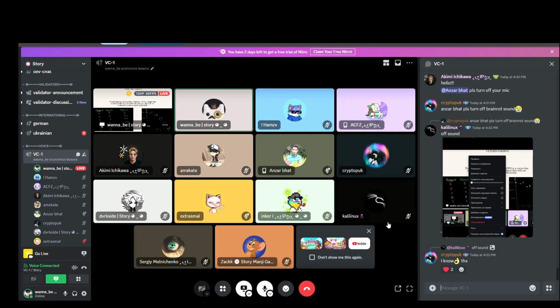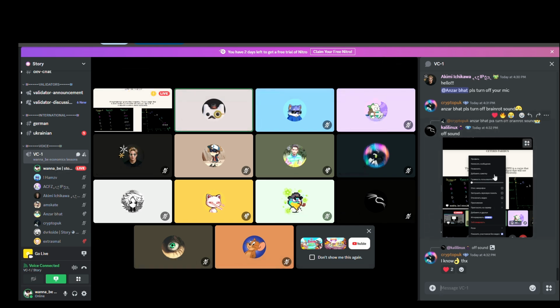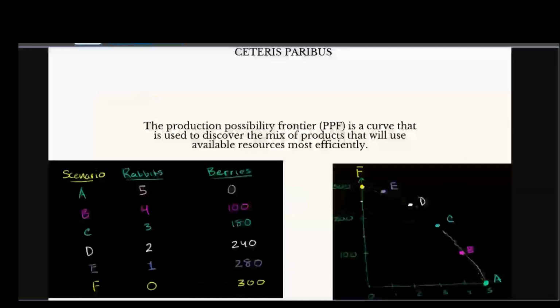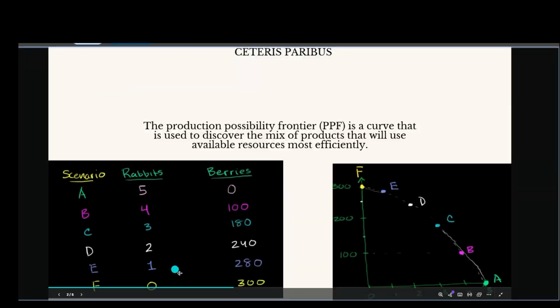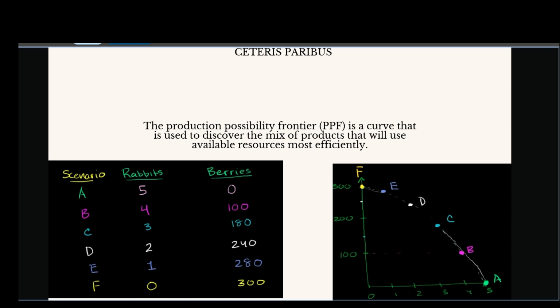No one knows? Okay, the answer is quite simple. A rabbit. Because we are at scenario E. Here there is one rabbit and 200 berries. If we go to scenario F, where we eat 300 berries now, the cost of 20 more berries will be one rabbit, basically. Okay, so assuming we're in scenario E, the opportunity cost is one rabbit.